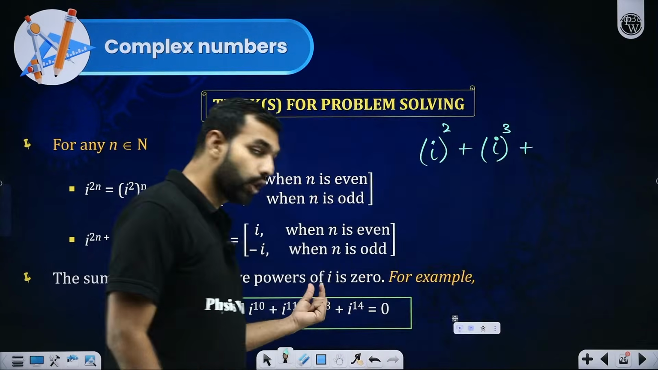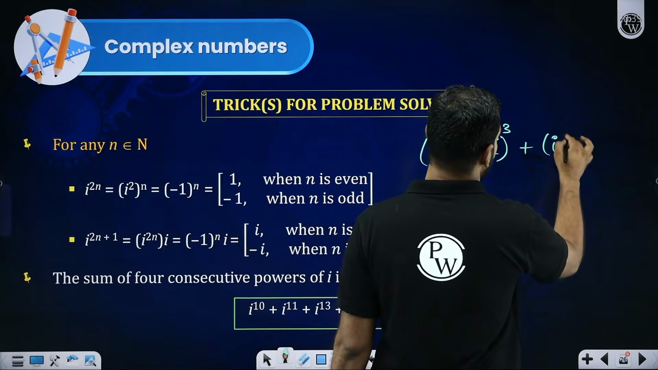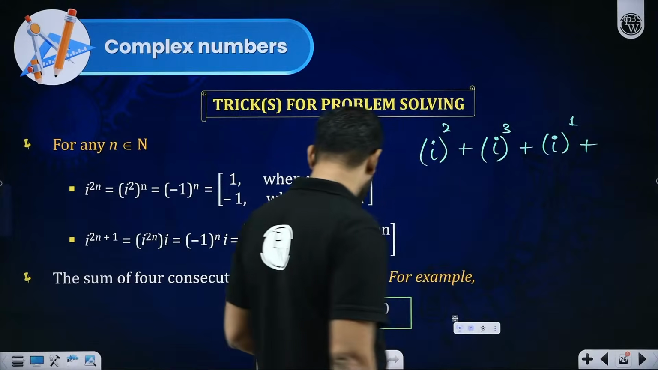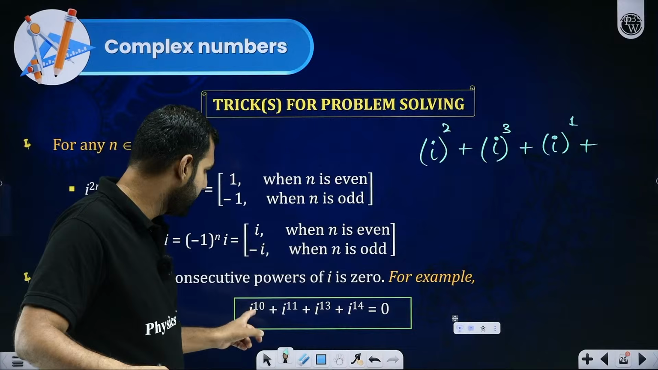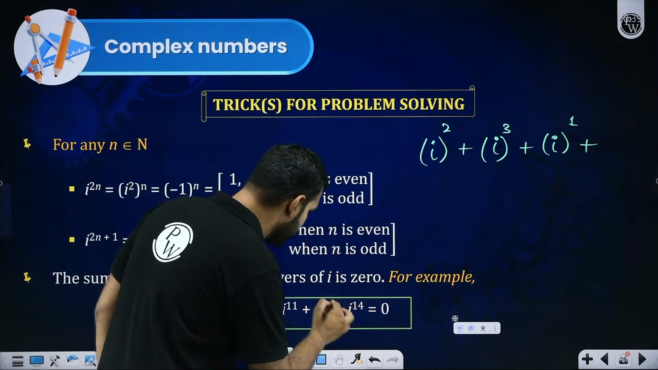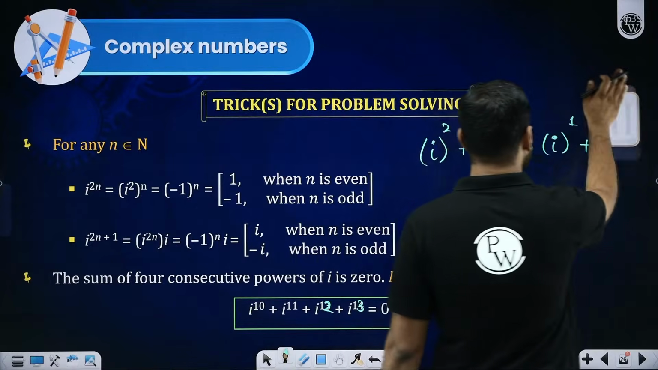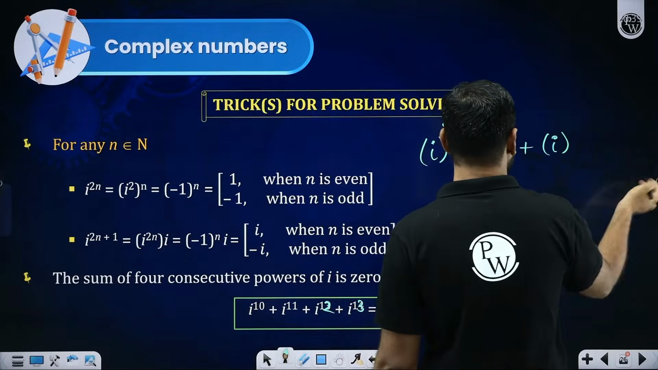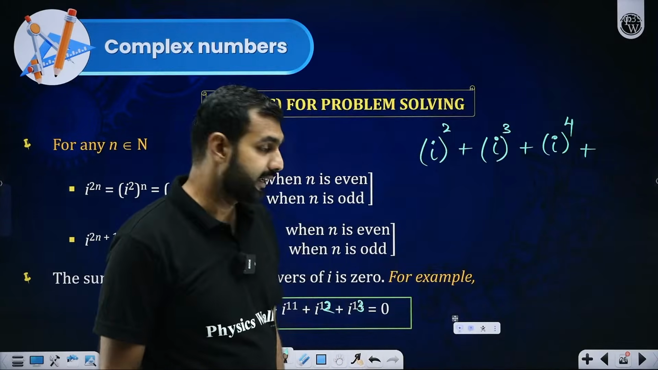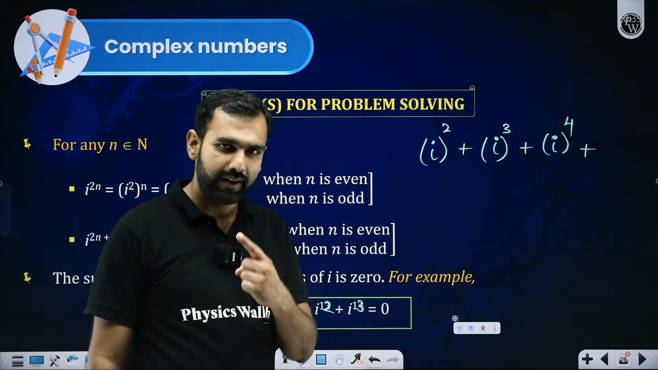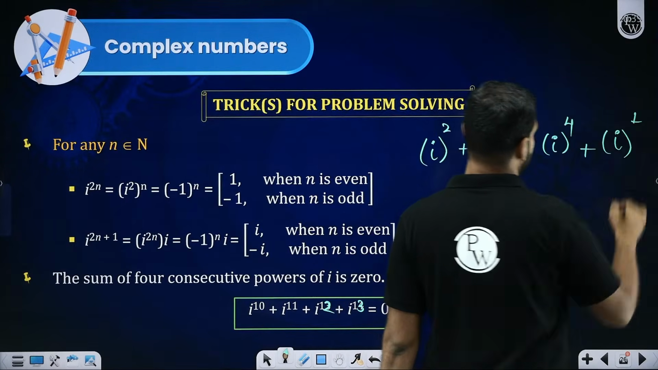If you divide 13 by 4, you get the remainder as 1. So it is equivalent to iota to the power 1. Last one, iota to the power 14. If you divide this 14 by 4, 10, 11, I think there is a mistake. This should have been 12 and this should have been 13. So iota to the power 12, when you divide by 4, the remainder is 0. Can I write it as 4? It is fine. Yes or no? Next thing is iota to the power 13, when divided by 4, remainder 1. So it is treated as iota to the power 1 as well.